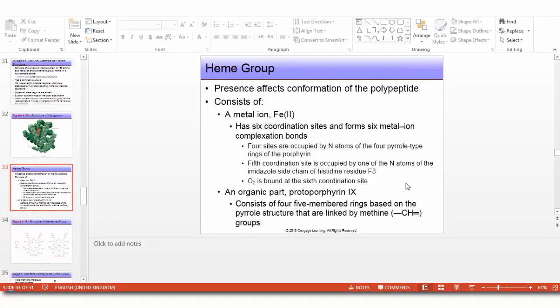Now, what is the heme group? The heme group consists of a metal ion, iron 2, and an organic part, protoporphyrin 9. The notation iron 2 refers to Fe plus 2 when the metal ion occurs in complexes. Now, the porphyrin part consists of 4 five-membered rings based on the pyrrole rings.